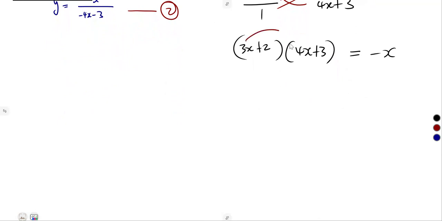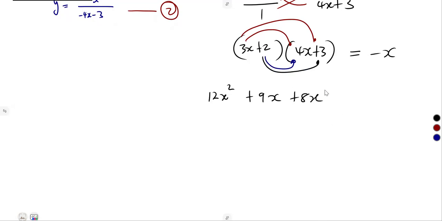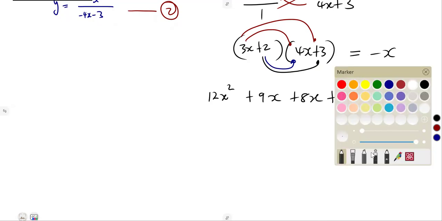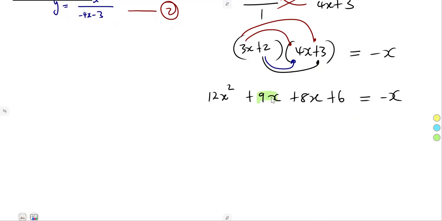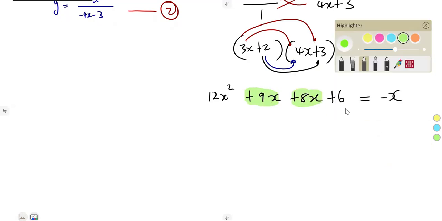So 3x is going to multiply 4x, which is 12x squared. 3x multiplies 3, which is positive 9x. We are done with 3x. Moving on to positive 2, it multiplies 4, that's going to be positive 8x. And 2 and 3, that's going to be positive 6, which is equal to minus x. On the left-hand side, we have got like terms, so collect those like terms, 8x and 9x.